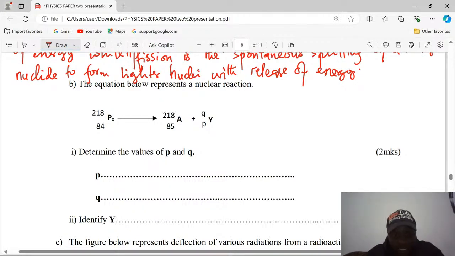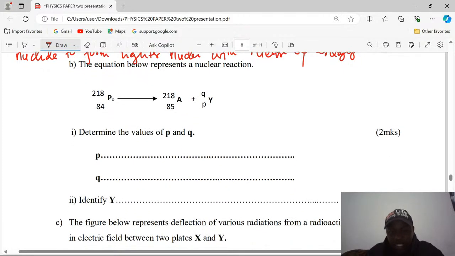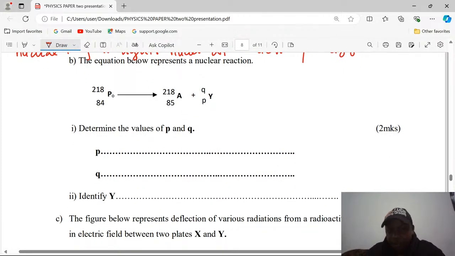You should be told this, that the mass number before the reaction is also supposed to be equal to the mass number after the reaction. So if we are seeing a mass number of 218, then on the right hand side of the equation, we are also supposed to see a total of 218. So because 218 is already at A, then Q is having a value of 0.